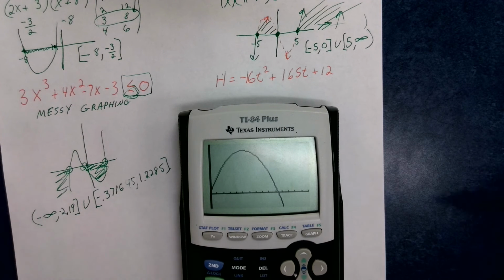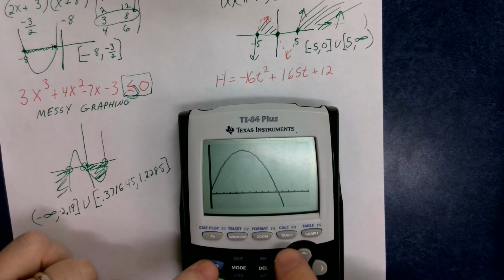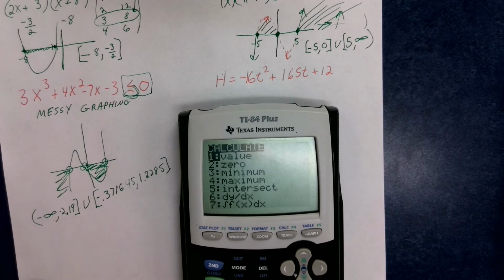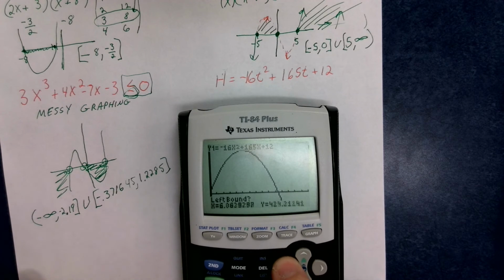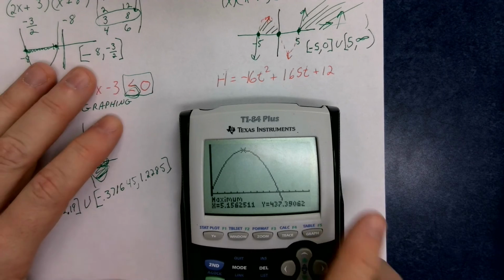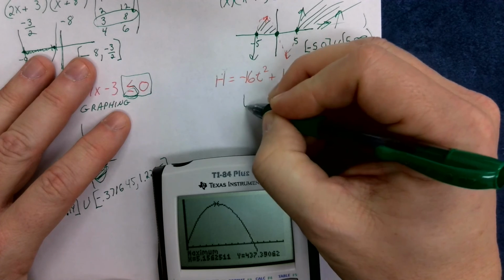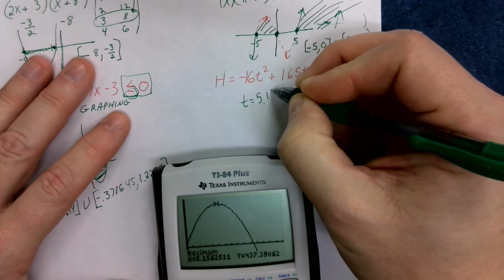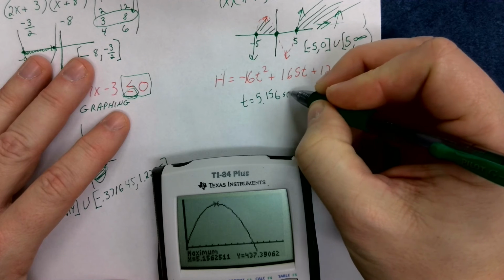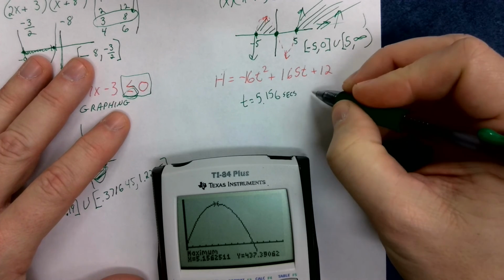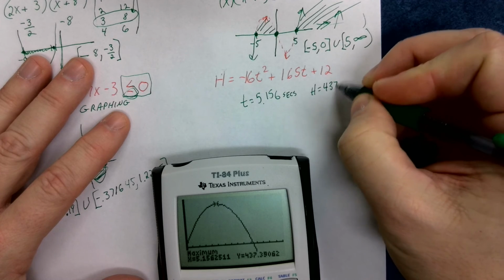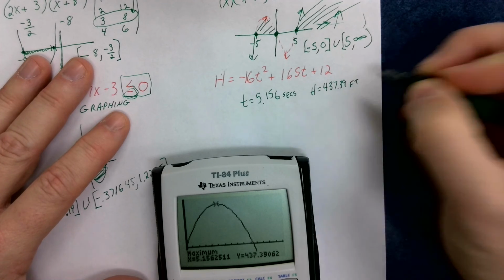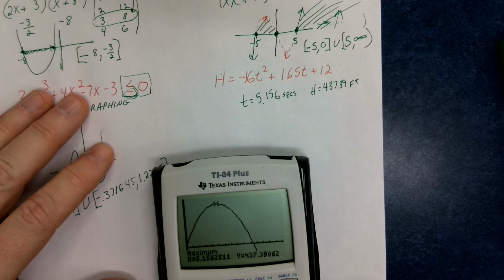Okay, so one of the things that I would ask you is, how high does it go? Well, it goes to that height right there, and that would be second trace, number 4 maximum. I move my cursor to the left side of it and hit enter, to the right side of it and hit enter, and hit enter one more time. I see that when the time is 5.156 seconds, again that's an approximation, the height is 437.39 feet.